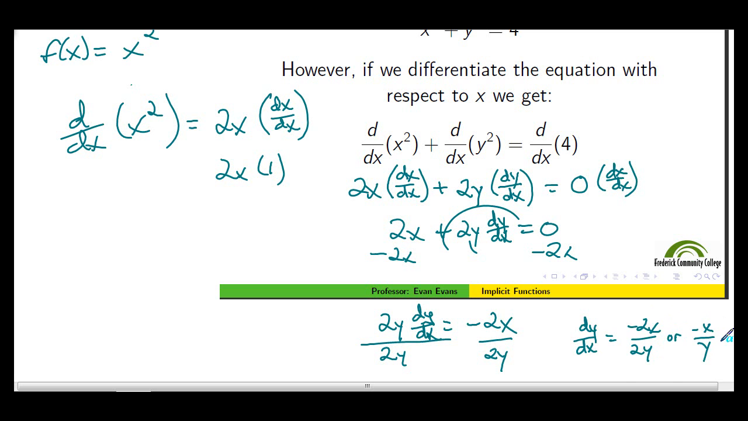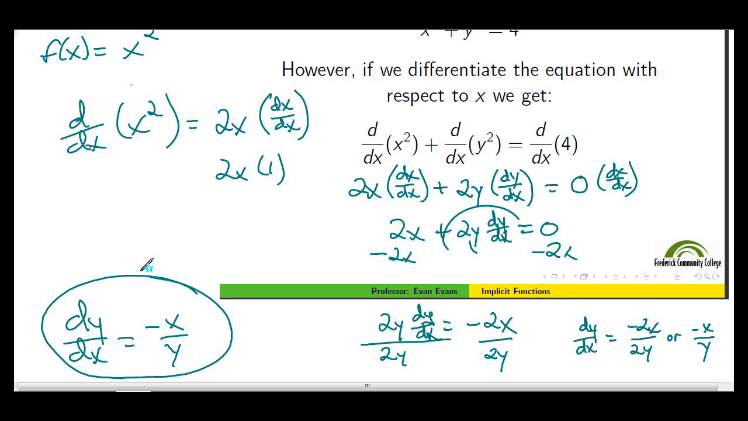But essentially, for all these terms, you're going to be solving for dy/dx. In that last case, dy/dx equals negative x over y. And that is implicit differentiation. We're trying to find the derivative implicitly, and you're going to be solving for that dy/dx.